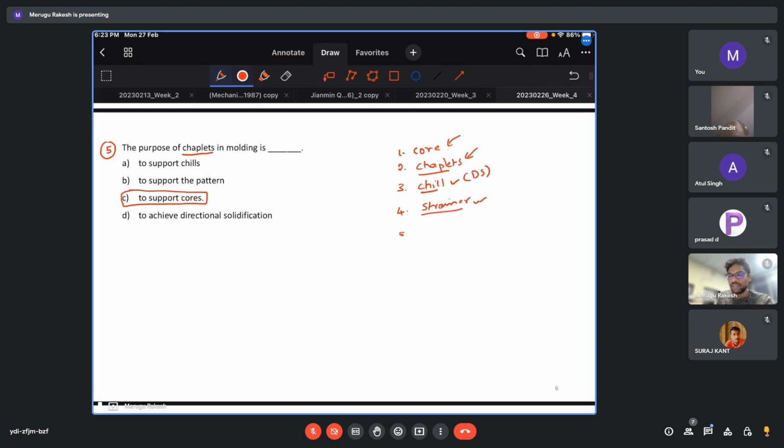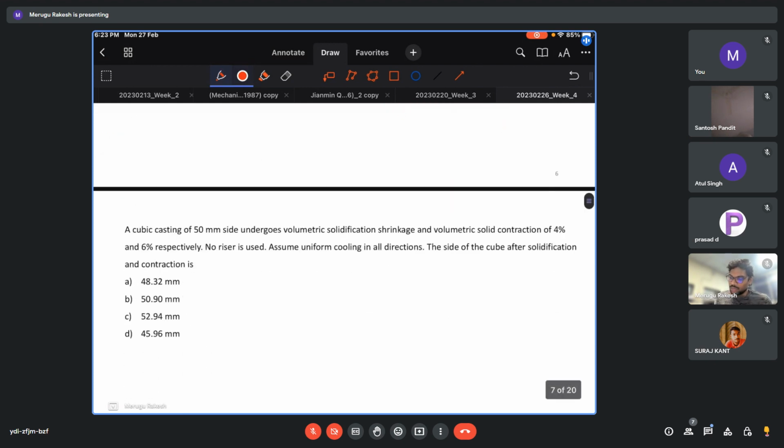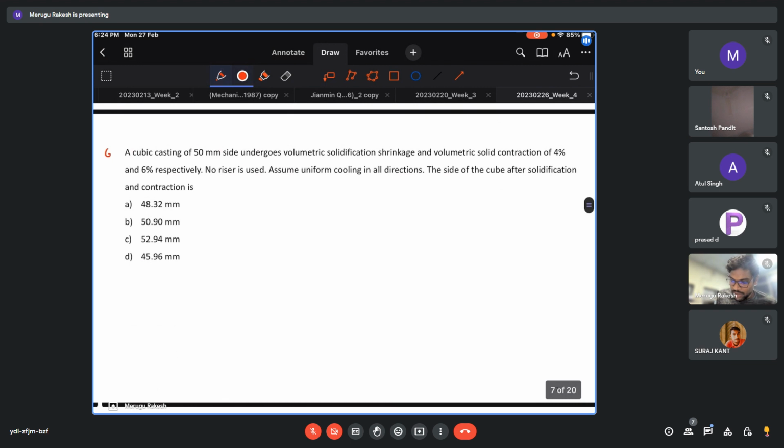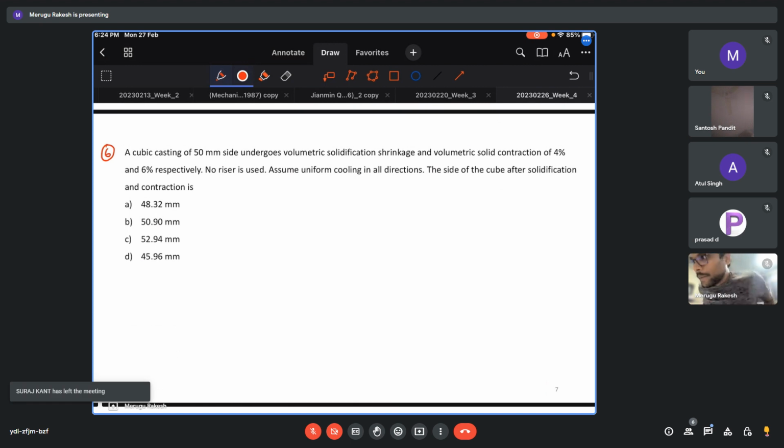Then strainer we use at the entry of the sprue in order to separate any foreign particles, slags or intrusions from the stream itself, so that they cannot enter into the casting. So these are some of the typical names that we use in casting. So let's move on, we'll do some of the numericals. Most of this week is about numericals only. So let us spend some time on these things.